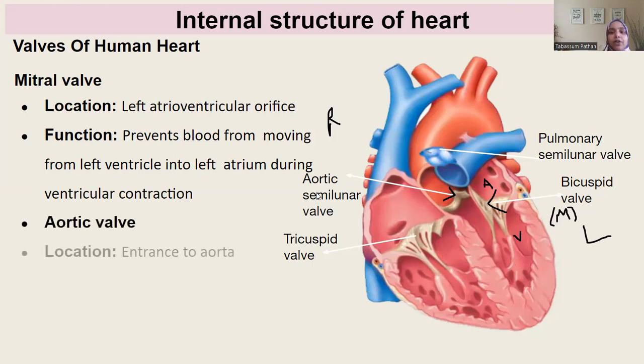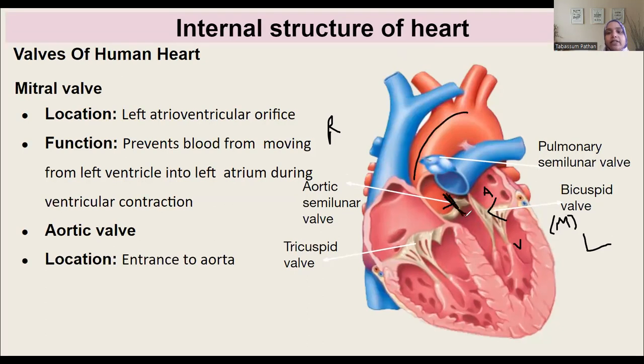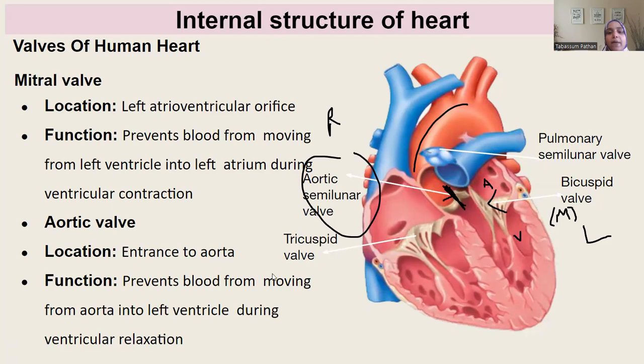And then you have the aortic valve over here, similar, at the entrance of the aorta. So this is your largest artery, the aorta. At the entrance, you have the aortic semilunar valve. What is it doing? Again, it is preventing the backflow into the ventricle. It prevents the blood from flowing from the aorta into the left ventricle during ventricular relaxation. So when the ventricle is relaxing, the blood should not come back to it. That is prevented by this aortic semilunar valve.